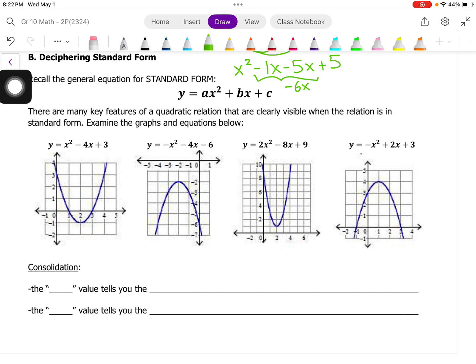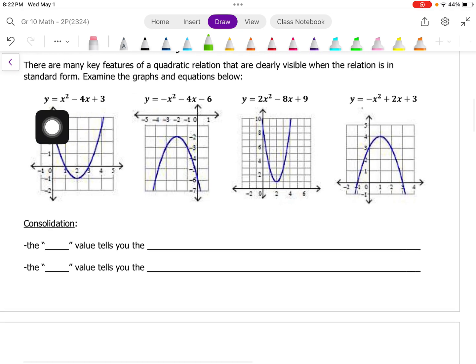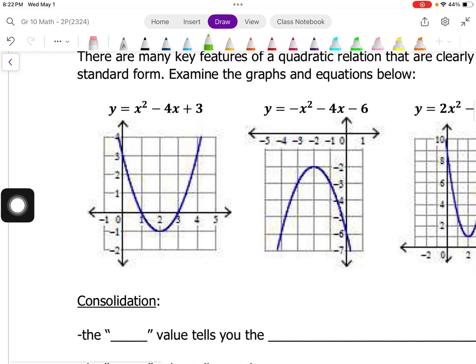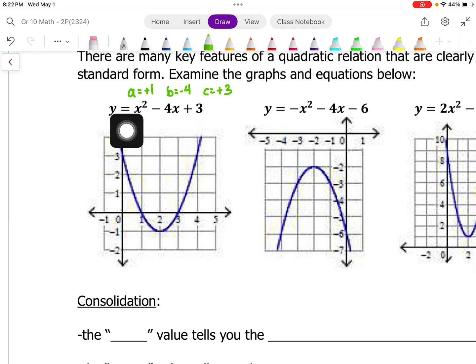So we've been identifying various key features of parabolas, of quadratic relations, and here we have equations in standard form and the quadratic relation when it's graphed. So we're going to see if we can notice anything from the equation and the graph. So over here I have a is equal to a positive 1, b is equal to negative 4, and c is equal to positive 3. So a is whatever number or coefficient is in front of the x squared, b is in front of the x, and c is the constant.